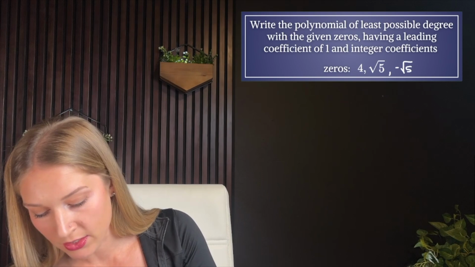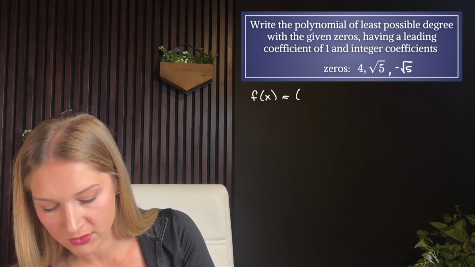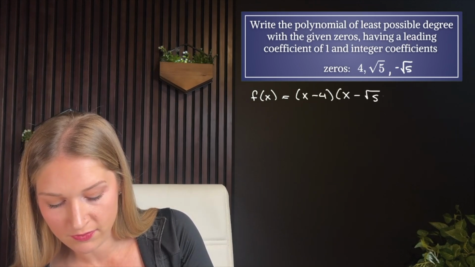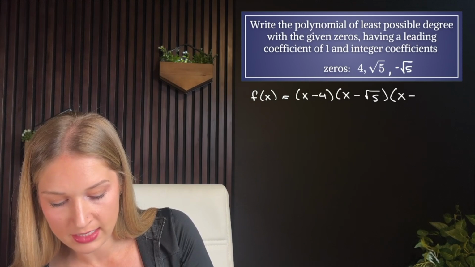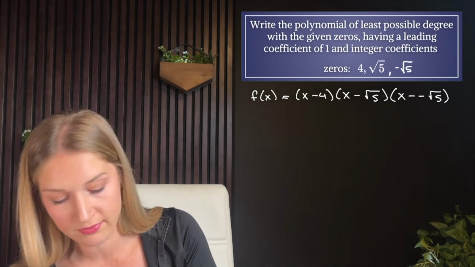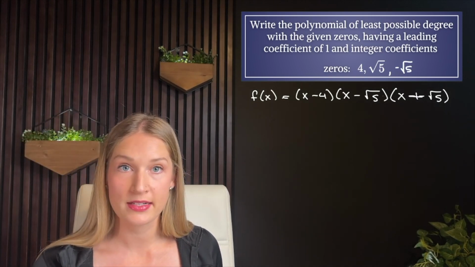So now when I go write out my polynomial, f of x, I have 3 zeros. My first one, x minus 4, then x minus the square root of 5, and then x minus a negative square root of 5. And I'll just make that x plus 5. So x plus square root 5. And now I go ahead and distribute.